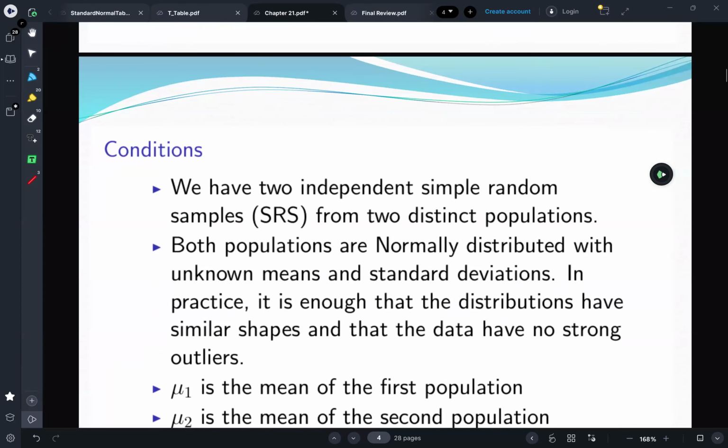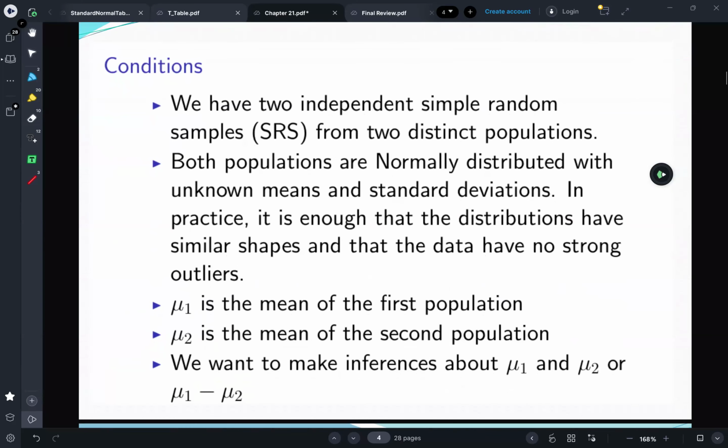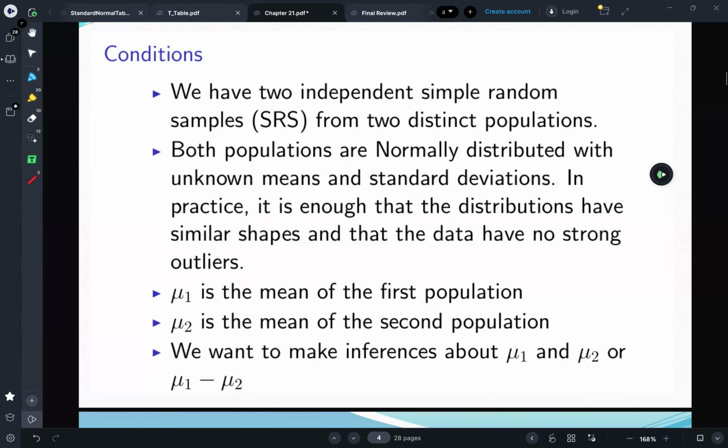I want to get to the formulas soon. But we should go through the conditions first. We are assuming that we are taking simple random samples from each of those populations. Both we assume to be normally distributed, with unknown means and standard deviations. But even though it's normally distributed, for all of this chapter we always use the t distribution. In practice, it is enough to say the distributions have similar shapes.